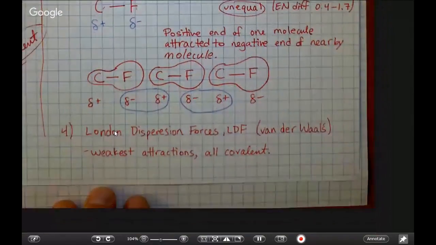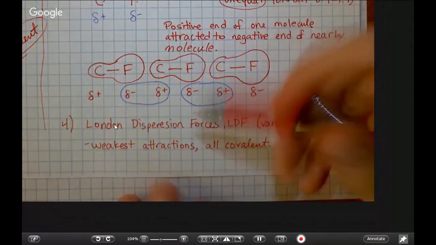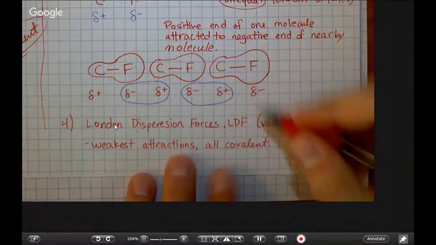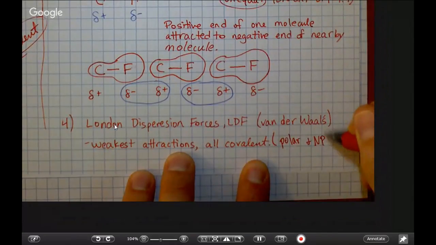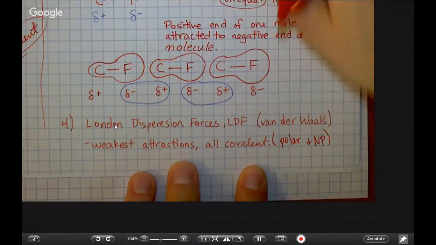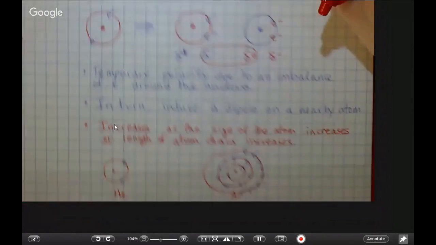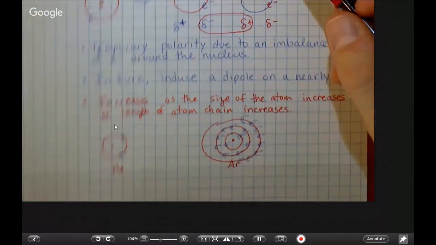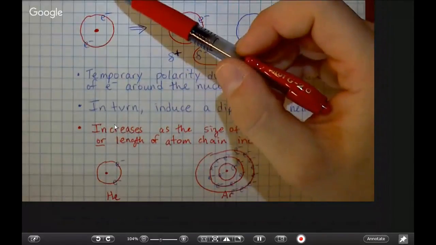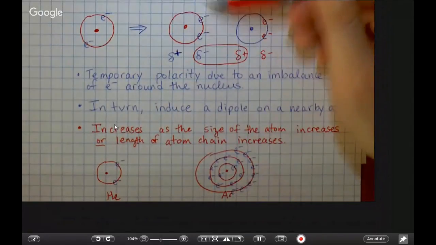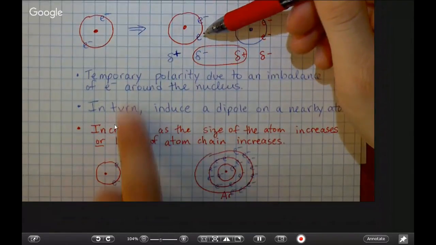And then we went down to London dispersion forces, and we said these are the weakest attractions of all. They occur in all covalent substances, whether polar and nonpolar. And so we drew the picture to demonstrate, if we start initially where the electrons are on opposite sides, that once in a while there may be an imbalance, and they may end up on the same side of the atom, which would be this temporary polarity.